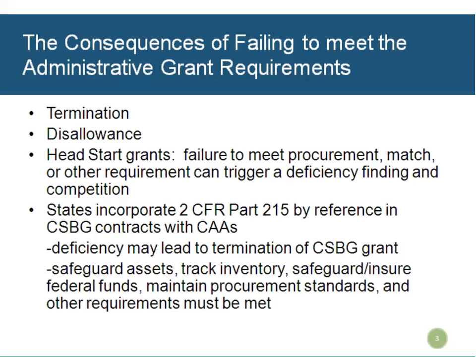The states also often incorporate 2 CFR Part 215 by reference in their CSBG contracts with community action agencies. So a deficiency in that area might lead to a termination of the CSBG grant. And all of the issues that we talked about really on Tuesday in terms of safeguarding assets, tracking inventory, and so forth, those requirements must be met. And there may be more, of course, as well. The state may add their own requirements as long as they're not inconsistent with the CSBG Act.